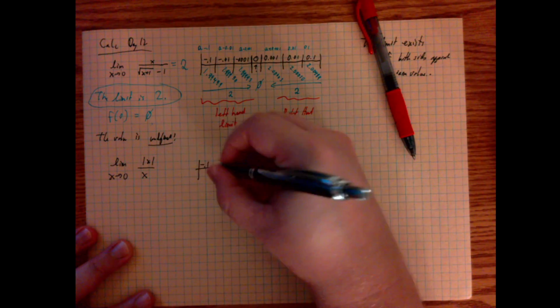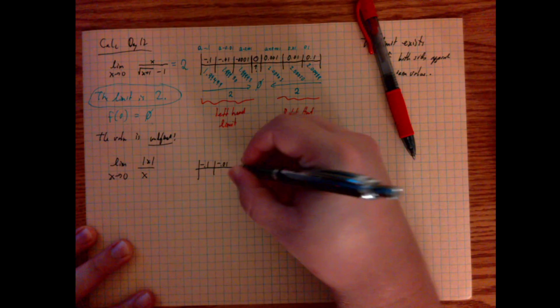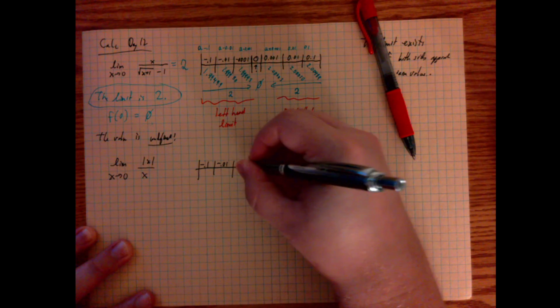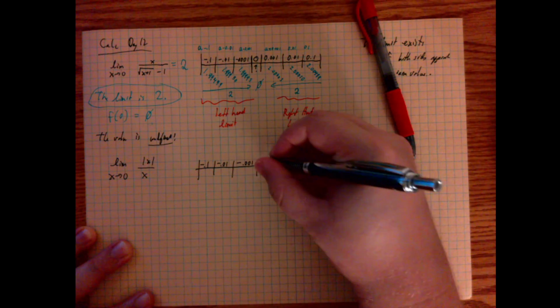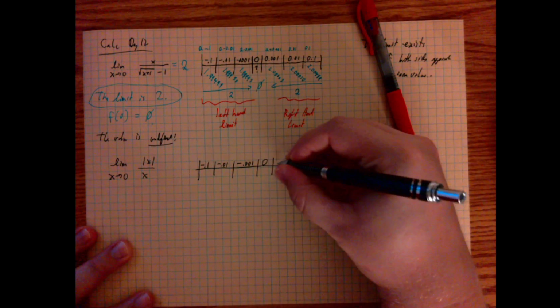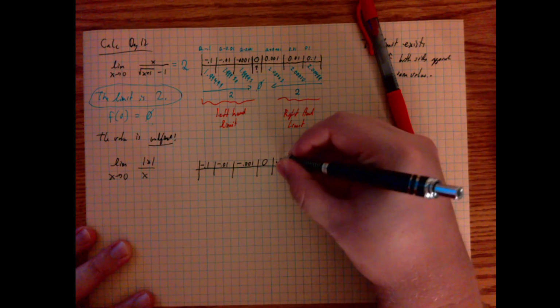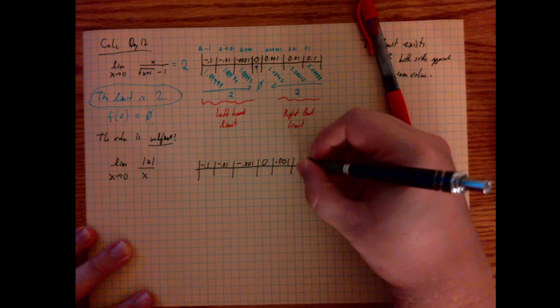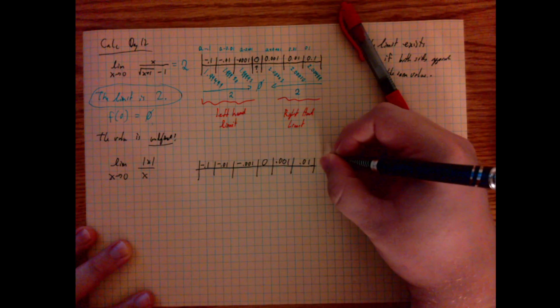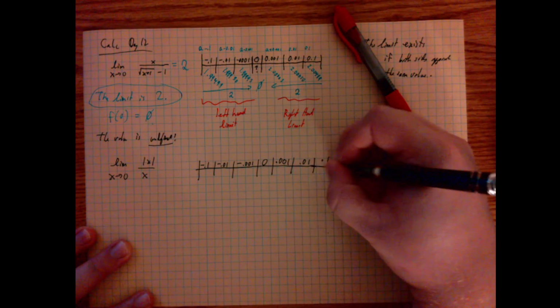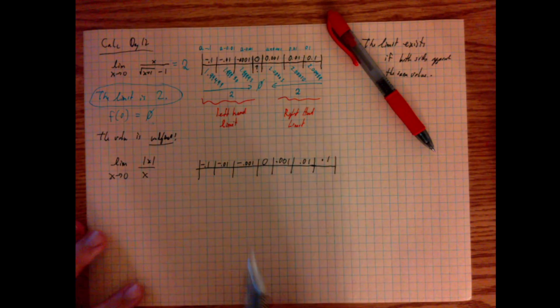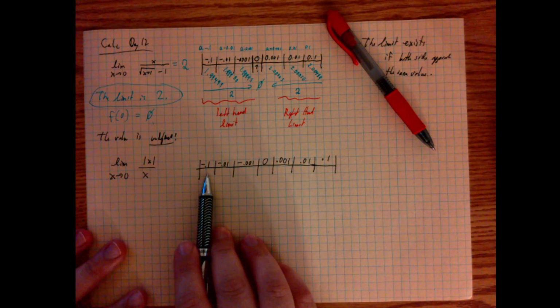So negative 0.1, negative 0.01, negative 0.001, 0 in the middle, positive 0.001, 0.01, and then of course 0.1. Now, to save you some headache, I'm going to actually plug these in.